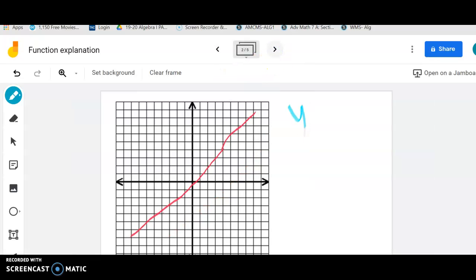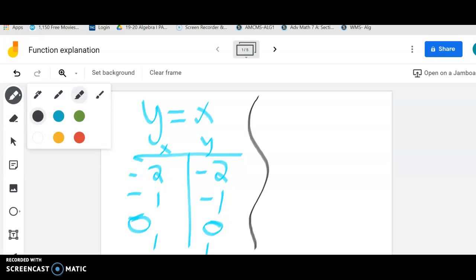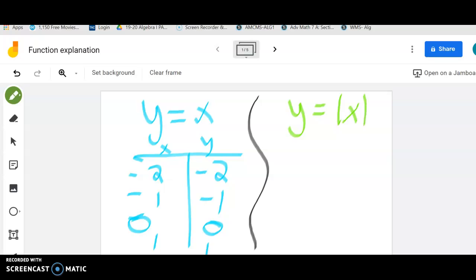So this is the graph of y equals x. Okay, we're going to introduce a new parent function, and this one is called the parent function of the absolute value. So this guy is going to be y equals the absolute value of x. And you have worked with absolute values, and the absolute value of a number is the number without its sign.